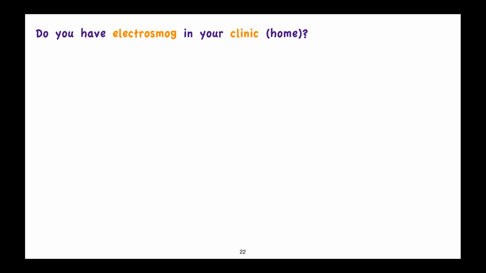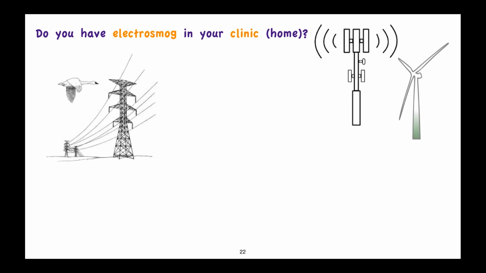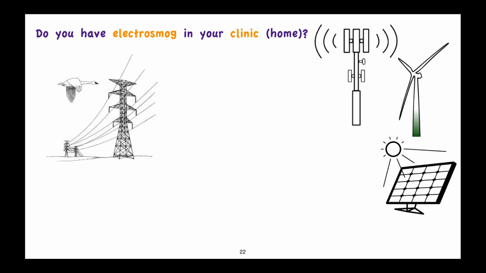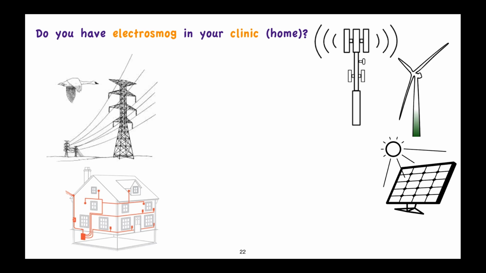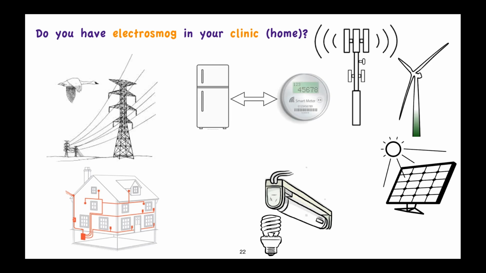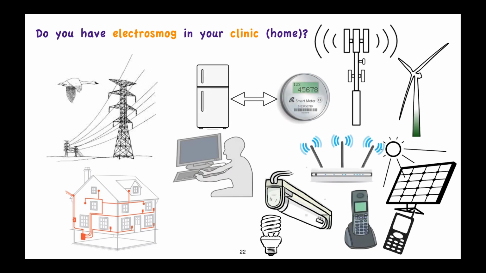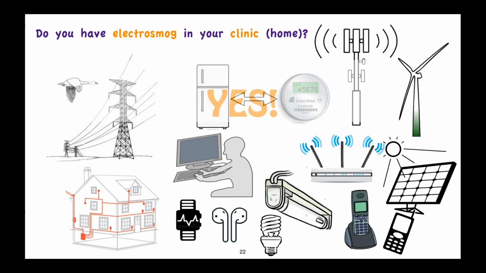Do you have electrosmog in your clinic? How far is your clinic from power lines, cell phone antennas, wind turbines, and solar farms? Have you checked the wiring in your clinic? What type of lighting do you use? Do you have smart meters and smart appliances? And finally, do any of your staff or students wear wireless wearables? And do you have other wireless technology in your clinic?